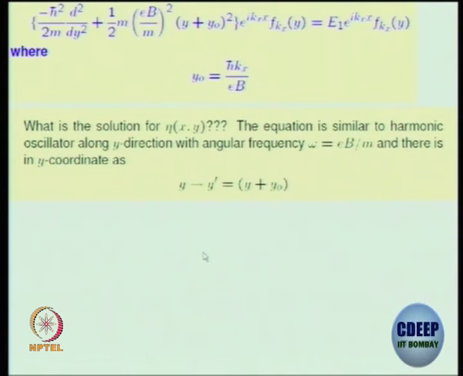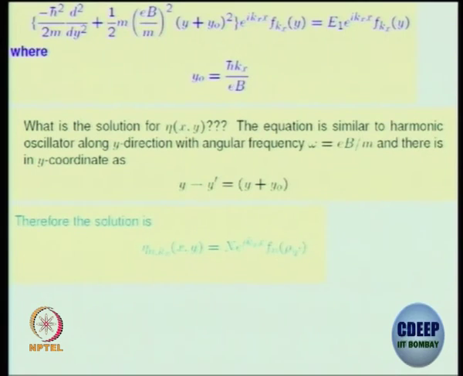So what will be the energy? Half h cross omega, with omega being EB by m, for the ground state, and for other states it is n plus half h cross omega. So finally we see that we can actually find the solution like this, e to the i kx x, and then f n with the shifted y to y prime, and appropriately you could write it in terms of the new coordinate by putting that m omega by h cross. Eigenvalue will be n plus half h cross omega, where omega is EB by m.